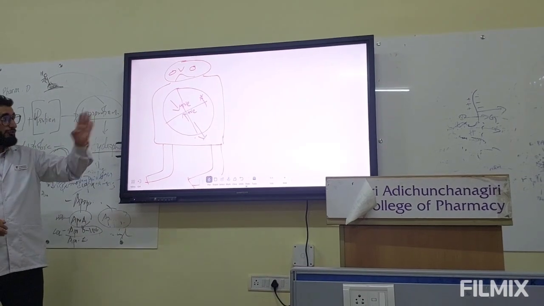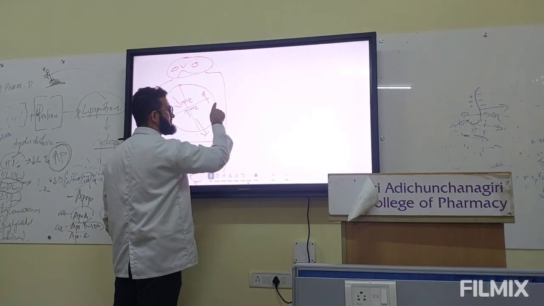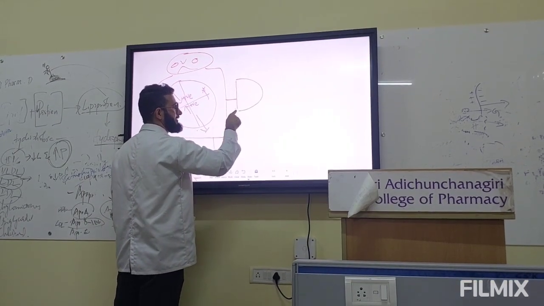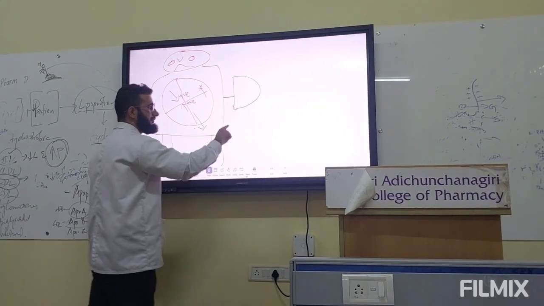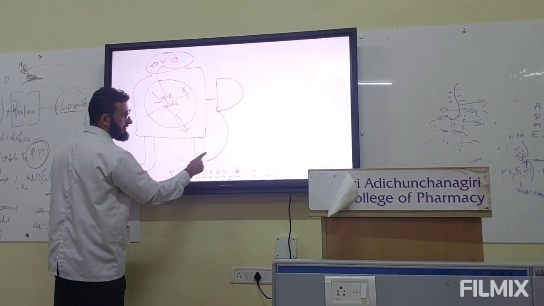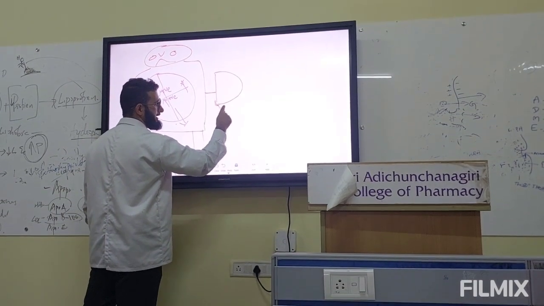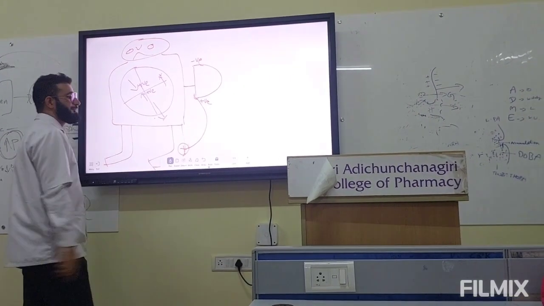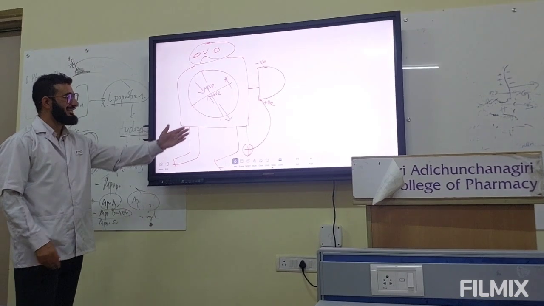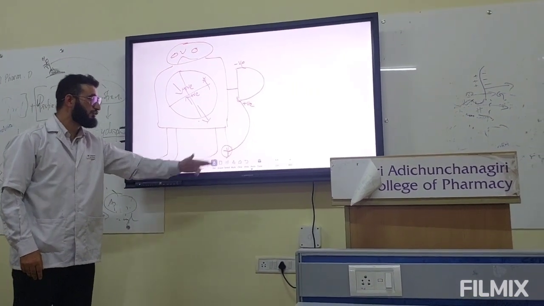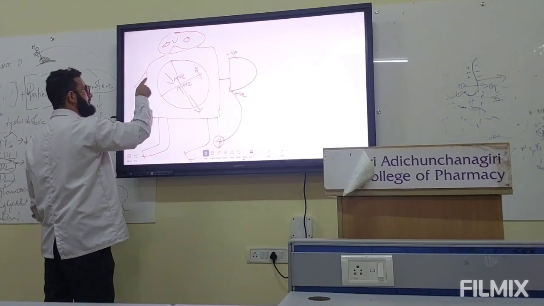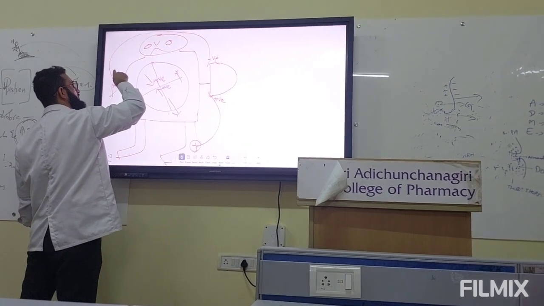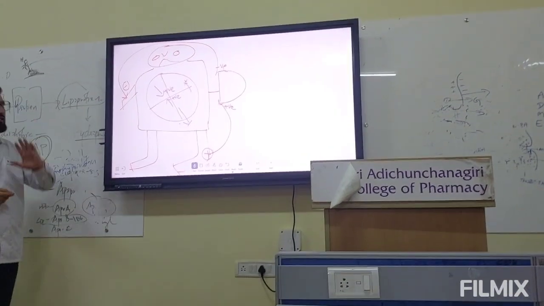So we will apply the galvanometer on this person. This is the galvanometer. The positive terminal we will apply to the left side, and the negative electrode we will apply on the right arm. This is the positive terminal, and this is the negative electrode.